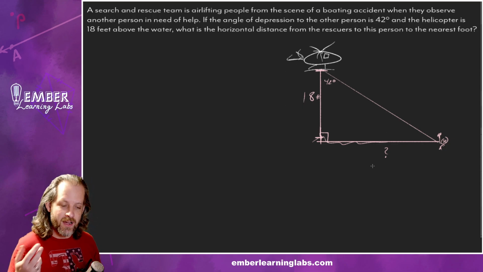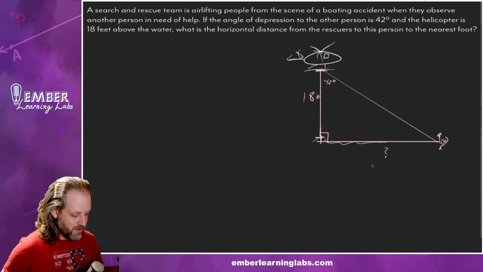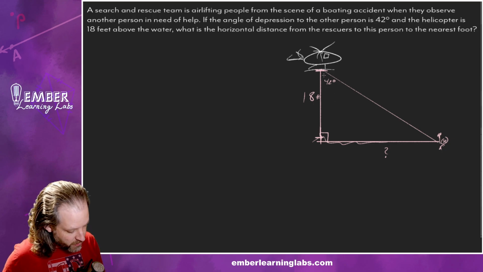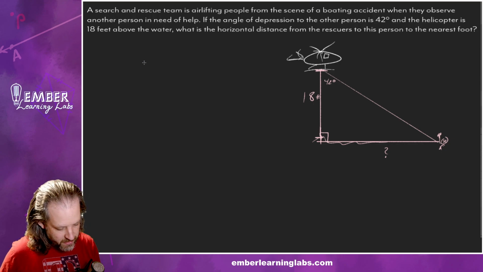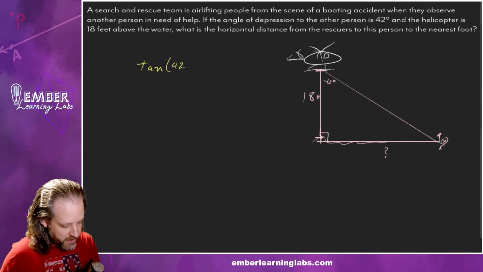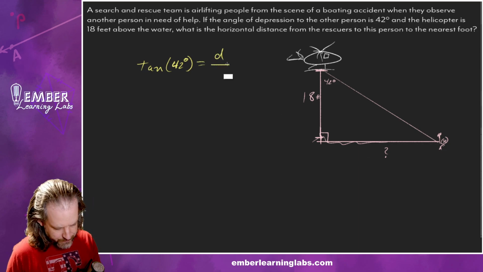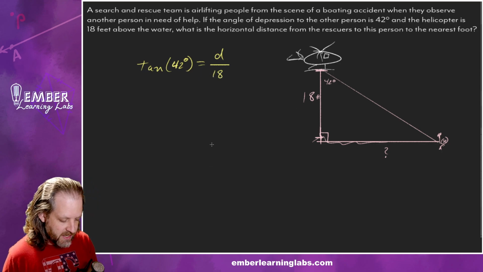We still have SOH CAH TOA, right? Opposite and adjacent, so we're still using tangent. It's just going to be a slightly different thing. So it is the tangent of 42 degrees equals the opposite, so we'll use d for distance again, over the adjacent, which is 18.